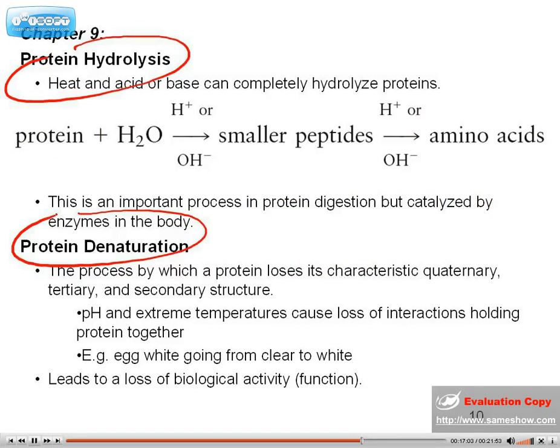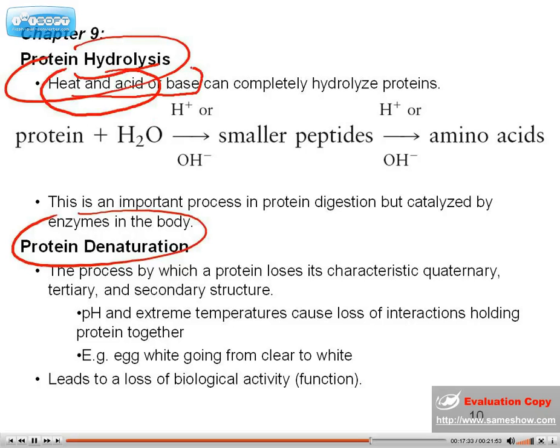Some other fine points on protein hydrolysis. Hydrolysis means it requires water in order to break apart the peptide bonds. So you use water to break apart, so therefore hydrolysis. If we wanted to not use enzymes and just use traditional laboratory methods, you can always use a combination of heat and an acid, or heat and a base. So you want to use both of them.